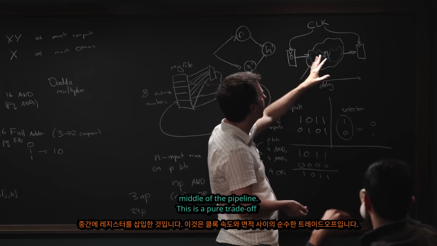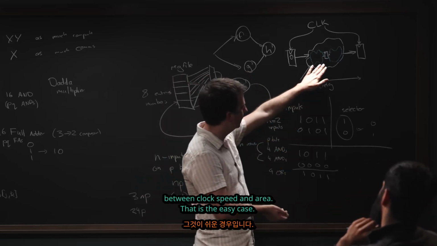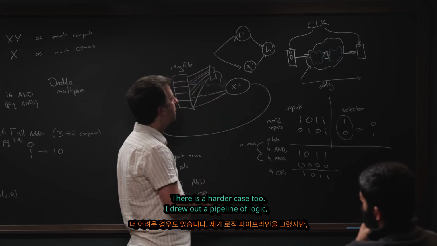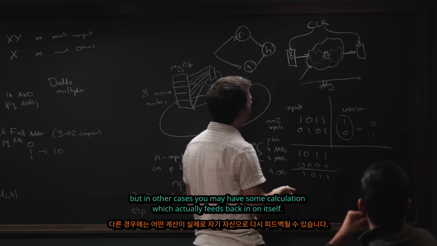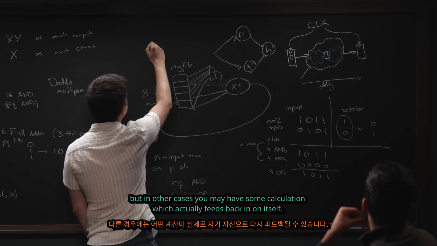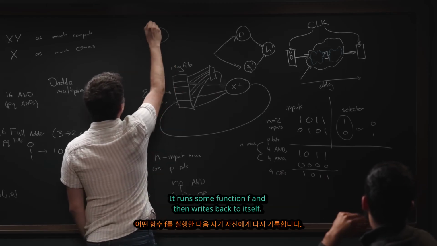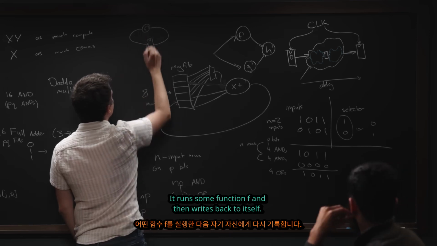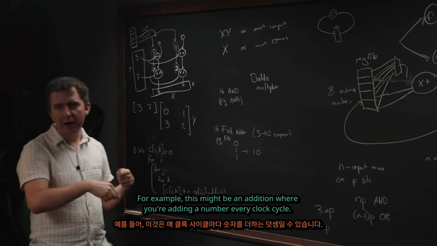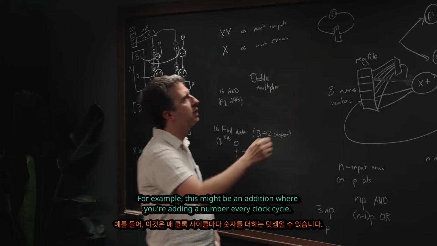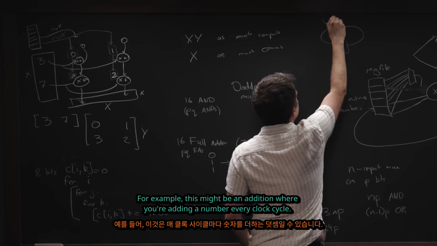This is a pure trade-off between clock speed and area. This is the easy case. There is a harder case too. I've drawn it as a pipeline of logic here, but in other cases, you may have some calculation which actually feeds back in on itself. So it runs some function f and then writes back to itself like this. For example, this might be an addition, where you've got some number that you're adding into every clock cycle. And so this could be plus, we're adding in some number every clock cycle.